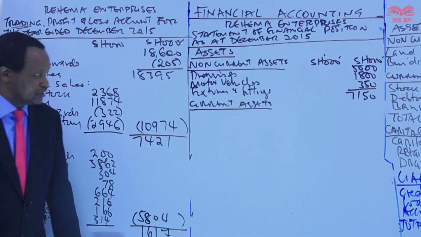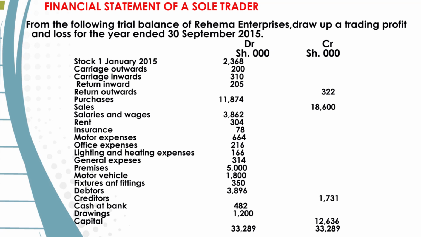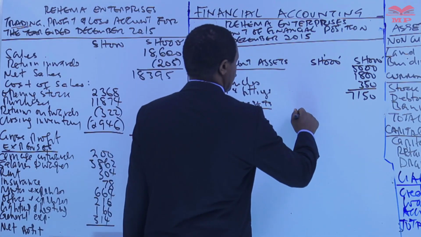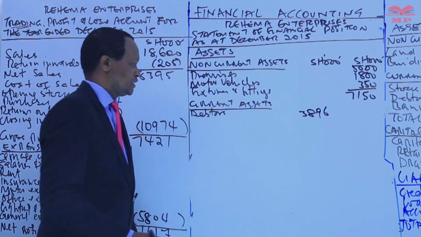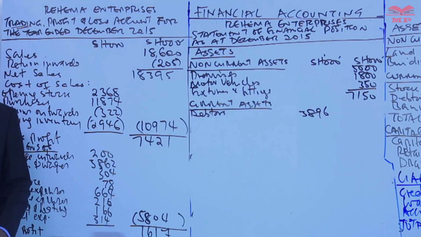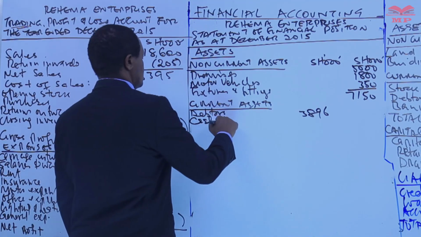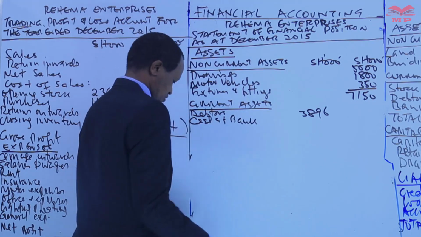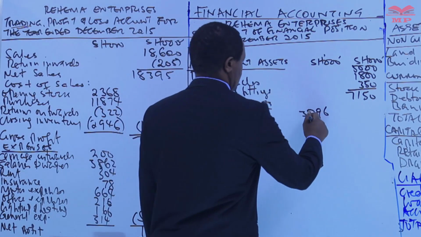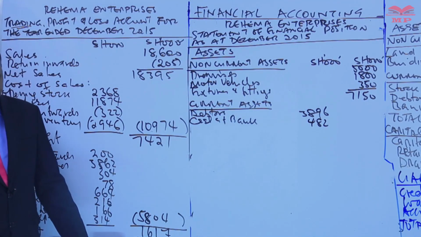George says debtors. That is correct. Debtors, the amount is 3896. Give me another item. George says cash at bank. That is true. Cash at bank, 482. Rehema has cash at bank amounting to 282,000. Is there any other?